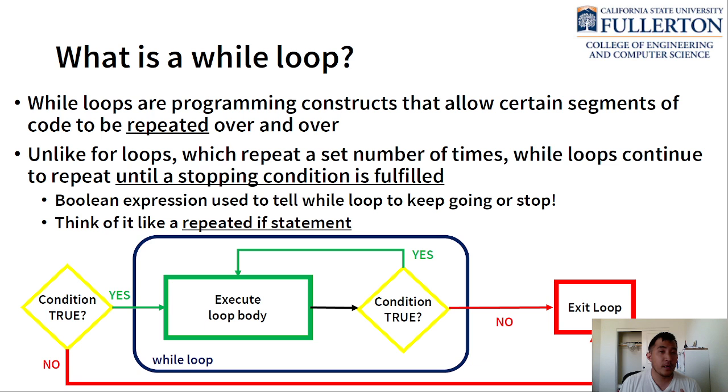It's while loops and for loops, but unlike for loops, which repeat a set number of times, while loops continue to repeat until they're told to stop, basically until a stopping condition is fulfilled. The way it does this is through a Boolean expression. A Boolean expression is used to control whether the while loop continues or stops. Remember, a Boolean expression either returns true or false, and as long as it continues to be true, the while loop will continue to repeat.